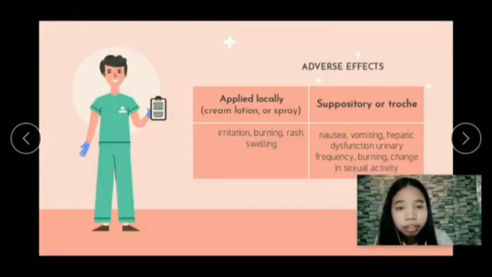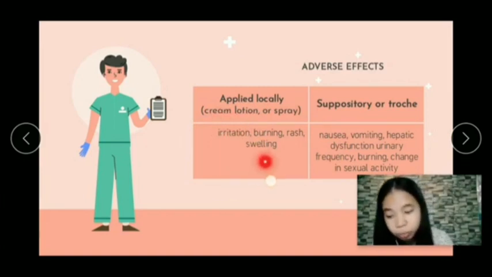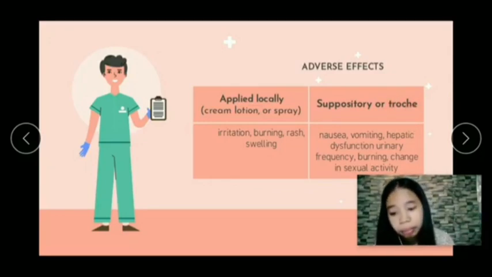So now what are the adverse effects or the side effects of these drugs? When these drugs are applied locally as a cream, lotion, or spray, local effects include irritation, burning, rash, and swelling. But when they are taken as a suppository or troche, adverse effects include nausea, vomiting, hepatic dysfunction, which is related to the absorption of some of the drug by the GI tract, or urinary frequency and change in sexual activity, which is related to local absorption in the vagina.